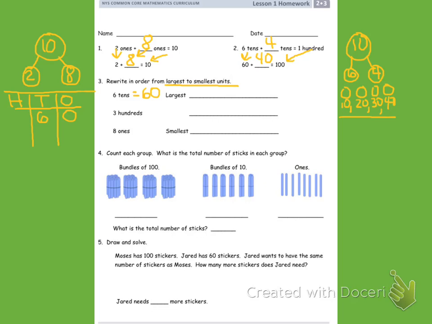Another way to do that would be to draw it out. 1, 2, 3, 4, 5, 6. And then I would label them so that my teacher knew what those circles represented. Then I could count them. 10, 20, 30, 40, 50, 60. Doing this in an illustration like that is another acceptable way to figure out the value of 6 tens.